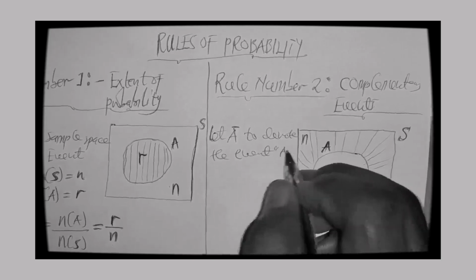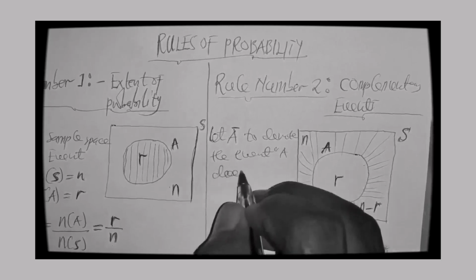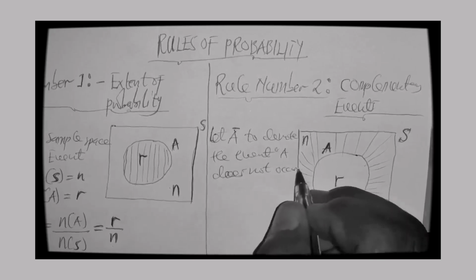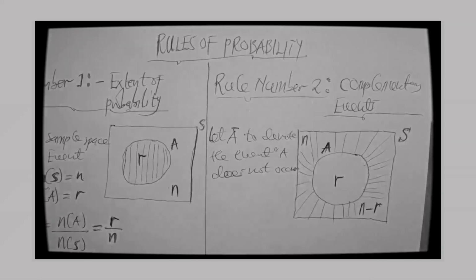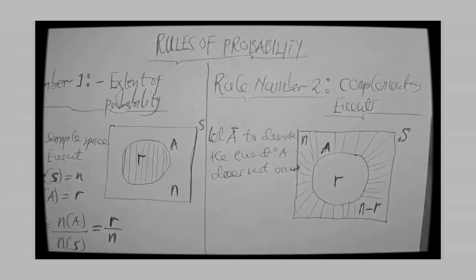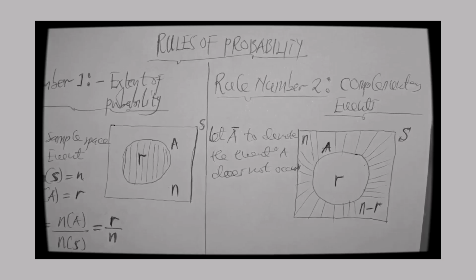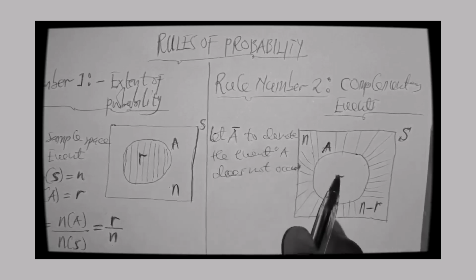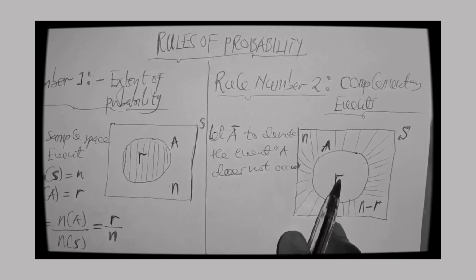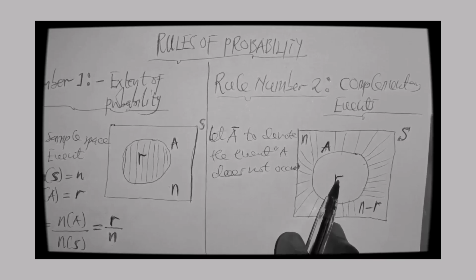So the event A does not occur. The event A does not what? Occur. So let me use that to make. If event A does not occur, then it will be A bar, it will be outside what? The probability that the event will occur, which is the R. Alright? Good.